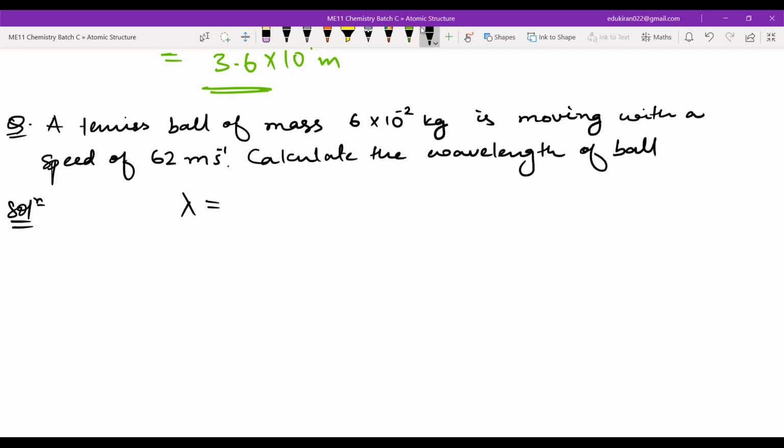According to the De Broglie equation, lambda is equal to h upon mv. Right. So you have the mass, you have the Planck's constant, you have the velocity also. Please calculate this fast. Okay.